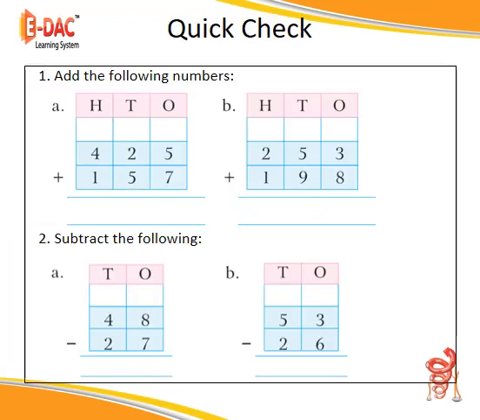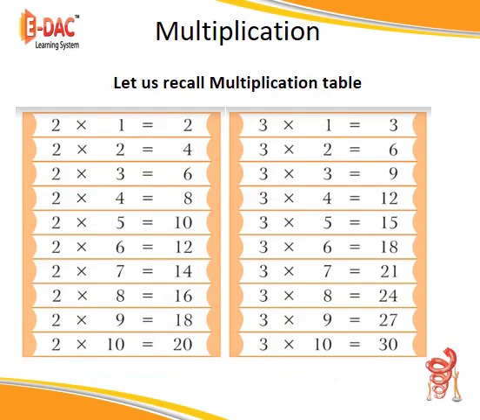Let us quick check. Question number 1, add the following numbers. Question number 2, subtract the following. Multiplication. Let us recall multiplication tables. For example, we have given two multiplication tables. We have given the multiplication table of 2 and the multiplication table of 3.